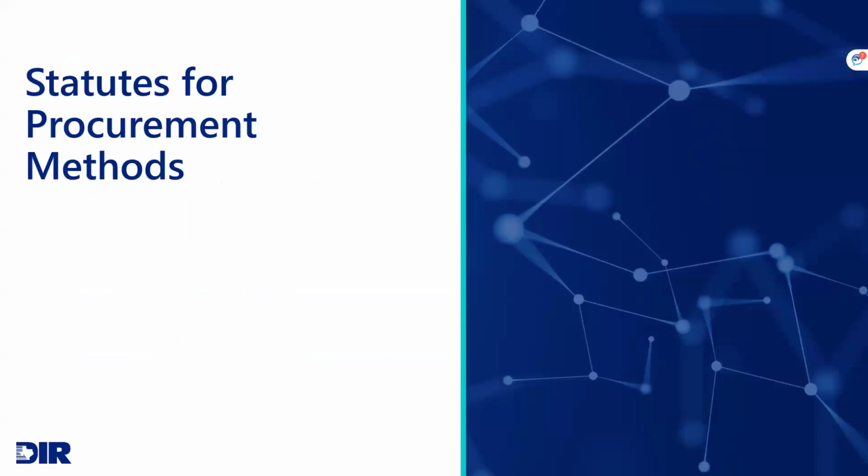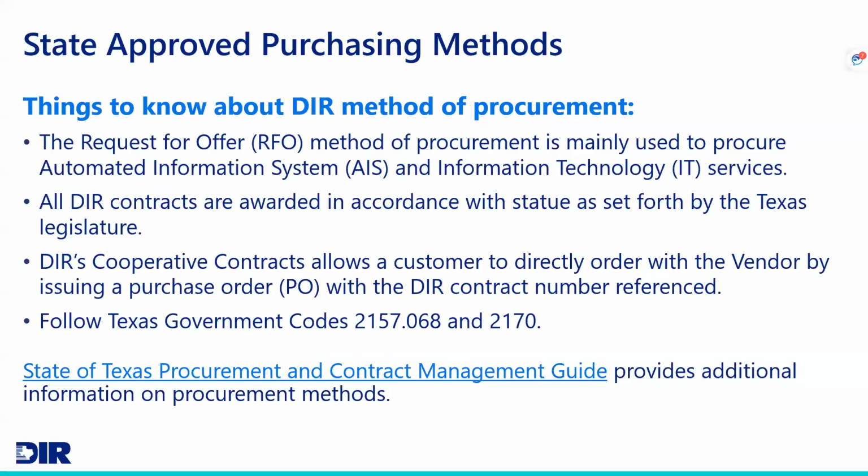So a couple of statutes for procurement methods that we just want to make you aware of is that DIR, as a state agency, uses the request for offer method to procure AIS, or Automated Information Systems, and information technology services. It's very similar to an RFP, but RFOs are typically used for larger or more complex procurements, of course, which IT is part of that world.